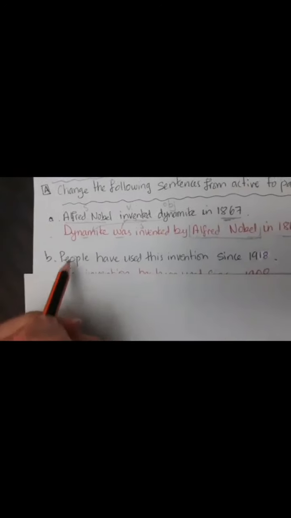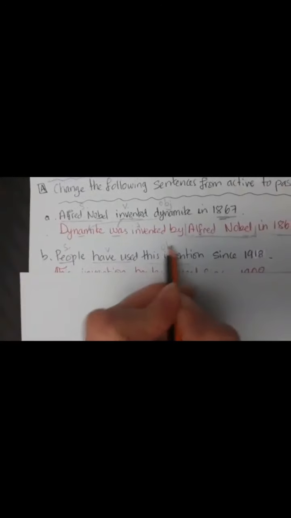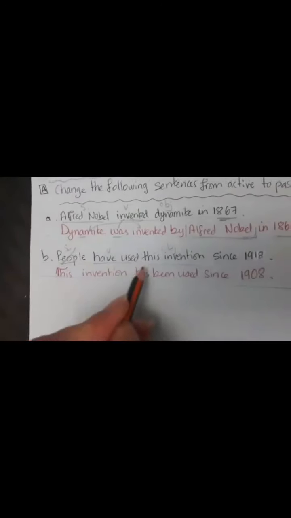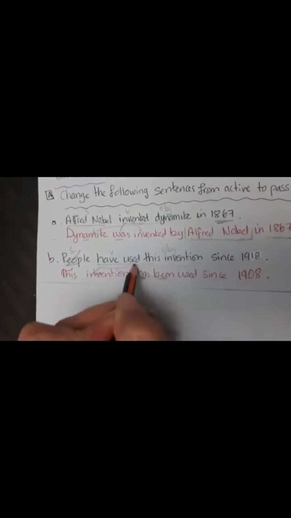in 1867. People have used this invention since 1918. People is the subject. Have used is the verb. This invention is the object. Omit people. This invention is singular, so instead of have we use has. And according to the rule, has been, and take the past participle form of used, which is used. So this invention has been used since 1918.